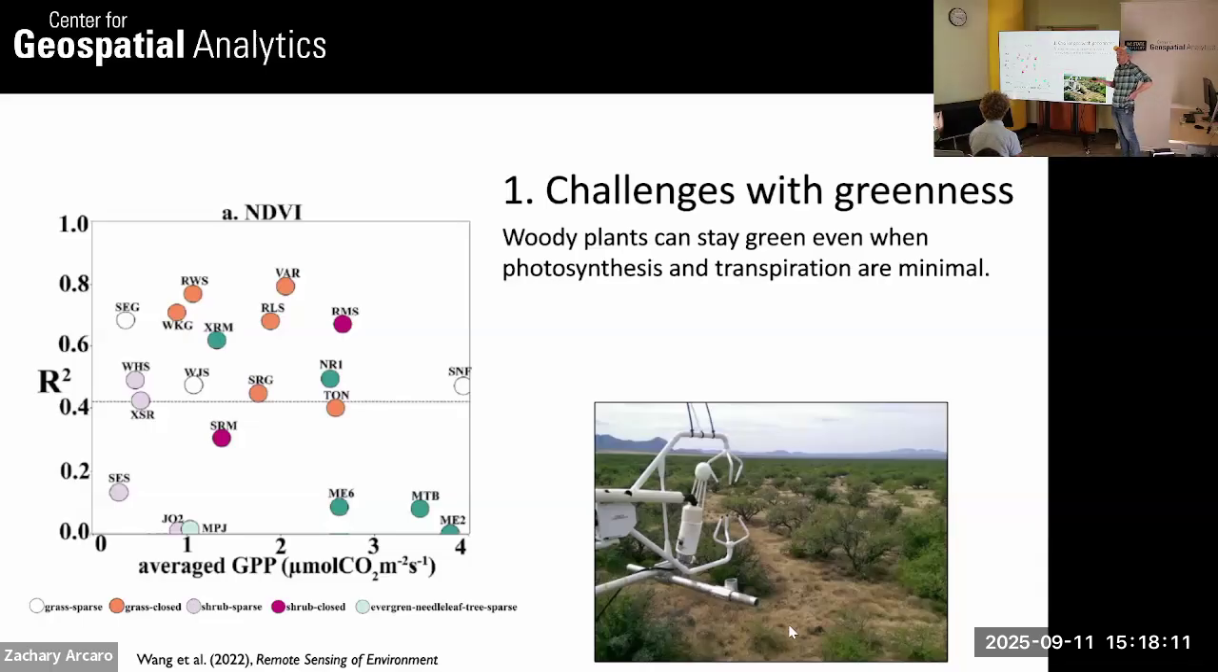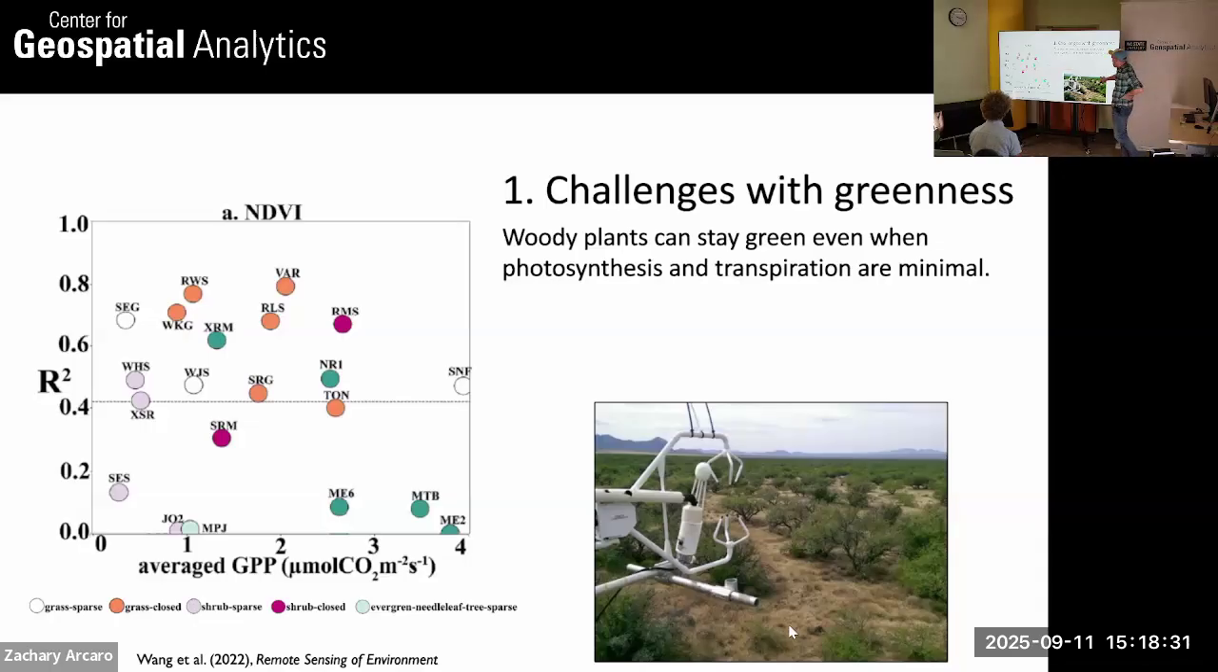So the first challenge is that a lot of satellite-based evapotranspiration and productivity estimates are based on greenness to some extent. They use vegetation indices to either directly estimate the productivity or evapotranspiration, or they use it as an input to say roughly what the state of the system is. The problem in drylands is that greenness does not tell the whole story with dryland ecosystem function.